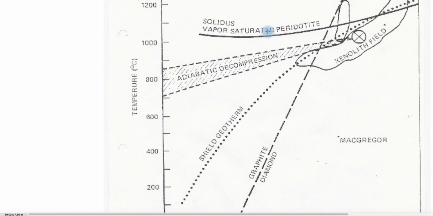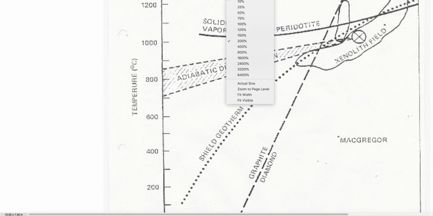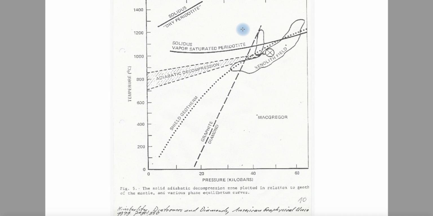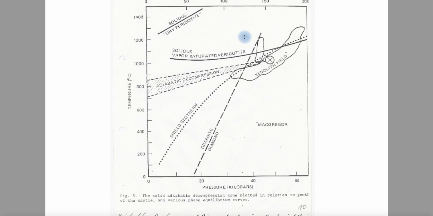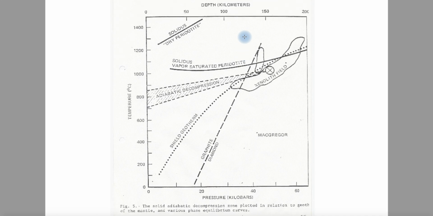Here we have a PT diagram from the McGregor mine, I think that is in Canada. Here we have again this dry peridotite solidus, that means melting at the solidus occurs under dry conditions. And here we have the curve of the solidus at vapor-saturated conditions. Here we have the xenolith field, where chemically all the xenoliths plot. Then we have the adiabatic decompression.